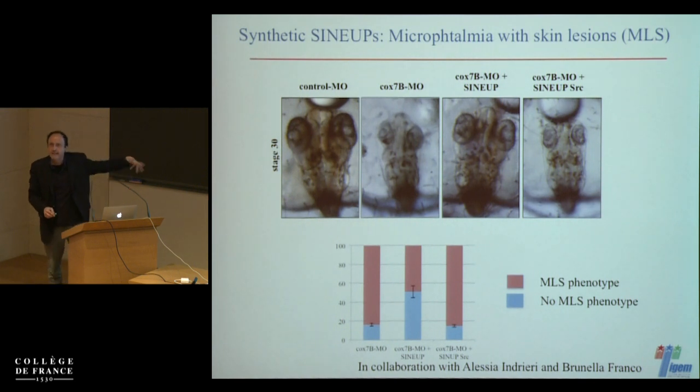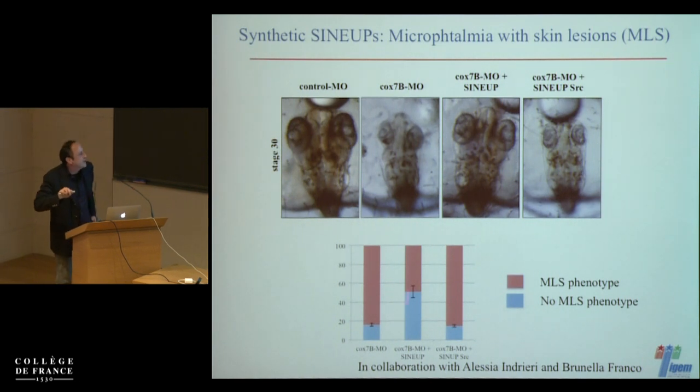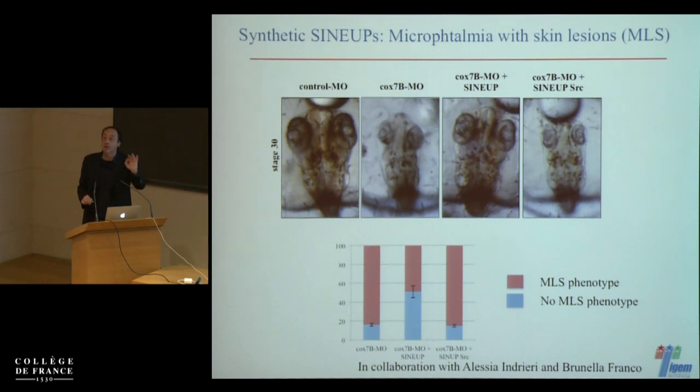I don't have time to go into the detailed experiments, but you can see here. When you have a morpholino, you see a degeneration, basically an undeveloped eye. But if you do the morpholino plus the synapse, you have basically the rescue of the phenotype. And this has no effect on the level of the target RNA, so we have several proofs that this is purely post-transcriptional.